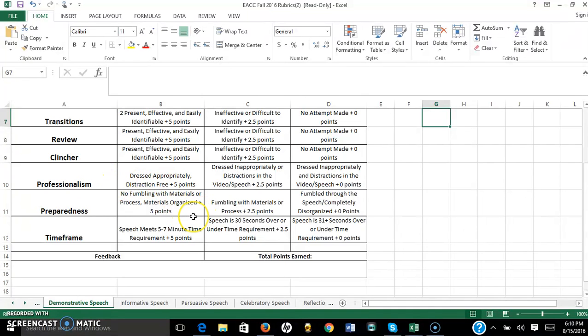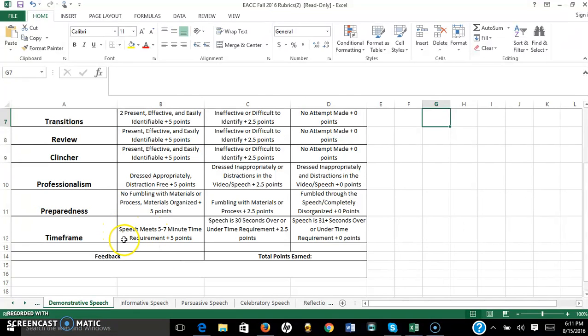Next, you need to be prepared. I don't want to see you fumbling with your materials, or forgetting what your process is, or not having your materials organized. If you don't fumble with your materials or process, and your materials are organized in front of you, then you'll earn 5 points. But if you fumble with your materials or process, you'll only earn 2.5. And if you do both, you fumble through your materials and your process, you will earn 0 points.